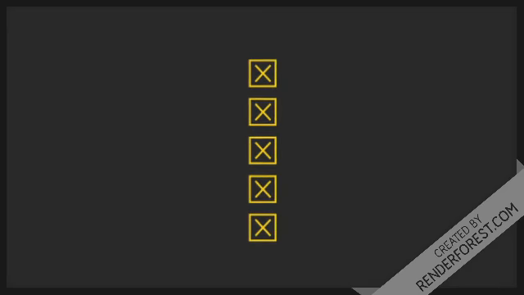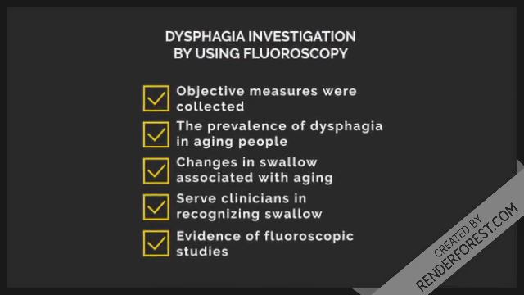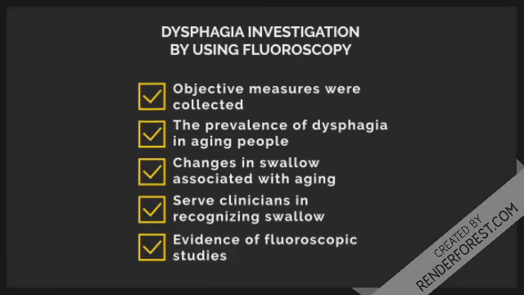An understanding of changes in swallow associated with aging is critical to clinicians working with elderly dysphagic patients. The intent of this paper is to review current information regarding typical changes in aging with implications for swallowing. Particular emphasis is on evidence from fluoroscopic studies of swallow function.